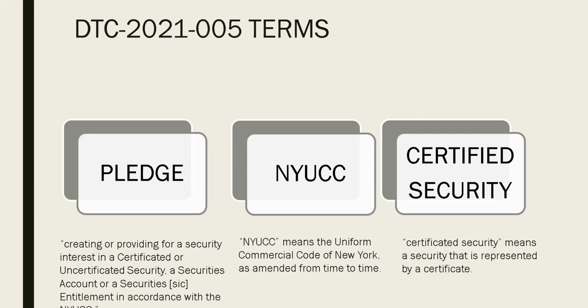So some terms we'll be looking at here. A pledge, you're going to see that repeated frequently in this filing. Now that's creating or providing for a security interest in a certificated or uncertificated security, a securities account, or a securities entitlement in accordance with the NYUCC. Now the NYUCC is just the Uniform Commercial Code of New York as amended from time to time. And a certificated security is a security that is represented by a certificate, and the opposite, an uncertificated security, is not represented by a certificate.